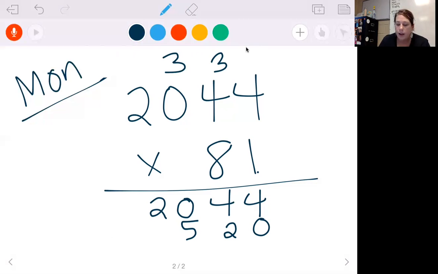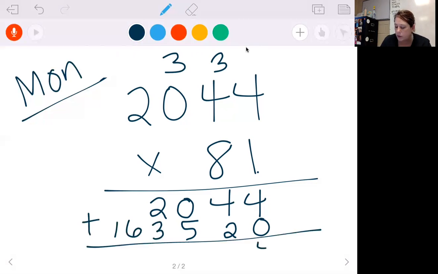So when I add it all up, 4 plus 0 is 4, 4 plus 2 is 6, 5 plus 0 is 5, 3 plus 2 is 5, and then just drop down that 16. So I get 165,564. There we go. So that's how you do these.